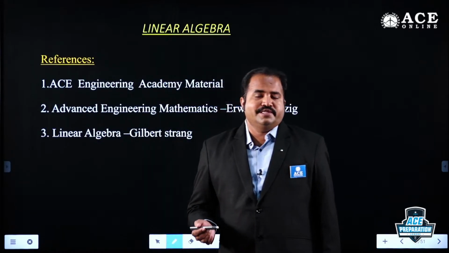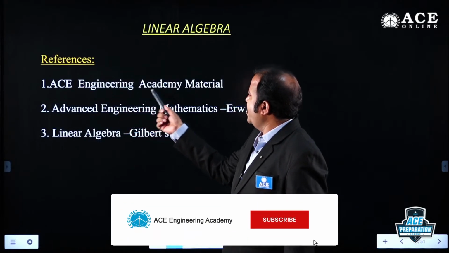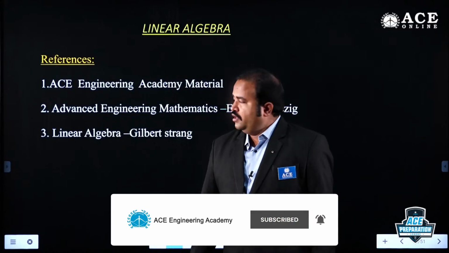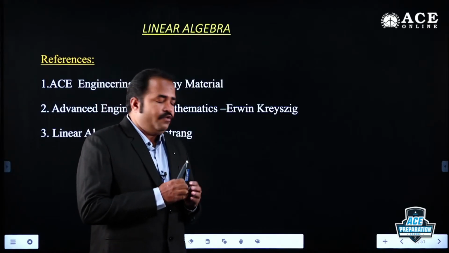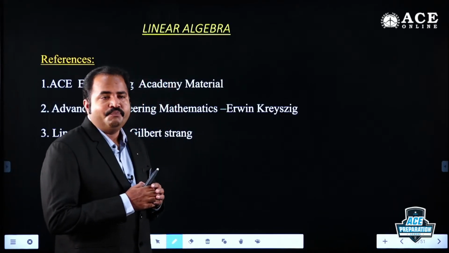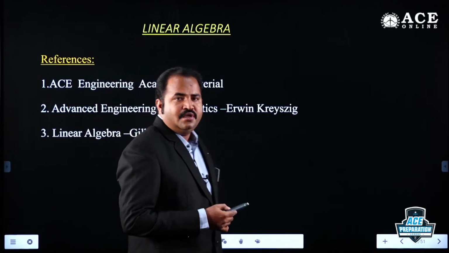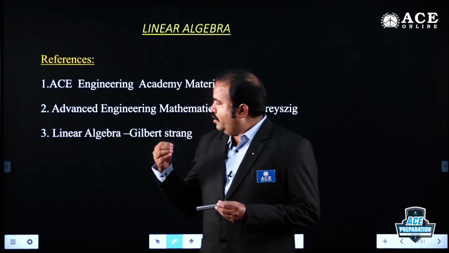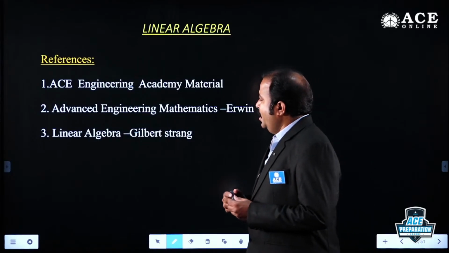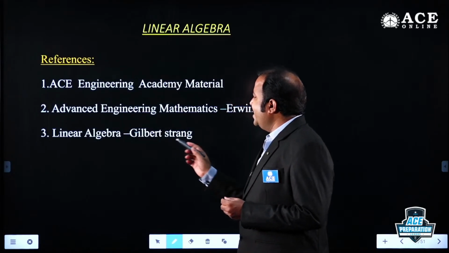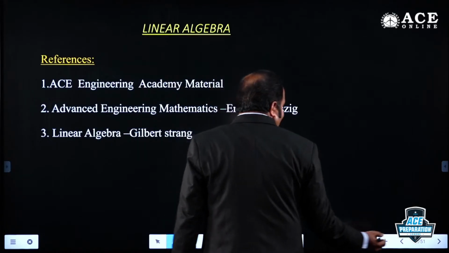Recommended reference books for this linear algebra are the following. The first one is ACE Engineering Academy material. This is the first priority. Our book contains good theory and a good number of problems on linear algebra. And the next one is Advanced Engineering Mathematics by Erwin Kreyszig, not only for linear algebra but for other concepts also. This is a very good book for GATE and engineering service exams. And the third one is Linear Algebra by Gilbert Strang. This is also a very good book for linear algebra. These are enough.